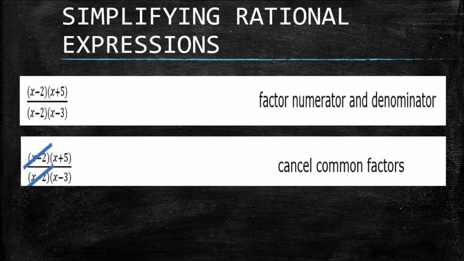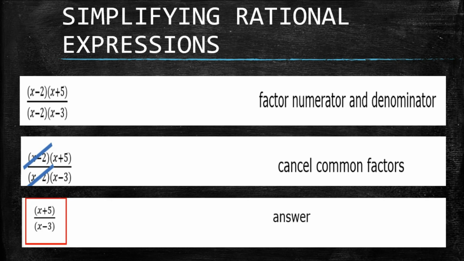After that, we can now cancel common or same factors placed on the numerator and denominator. Again, we cannot cancel common factors placed on both numerators or both denominators. Thus, in our example, we can cancel out x minus 2 of the numerator and x minus 2 of the denominator. So our answer will be the remaining expression, x plus 5 over x minus 3.